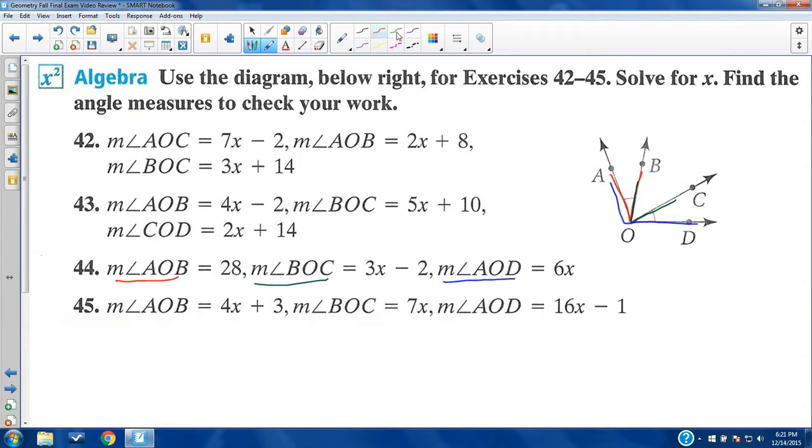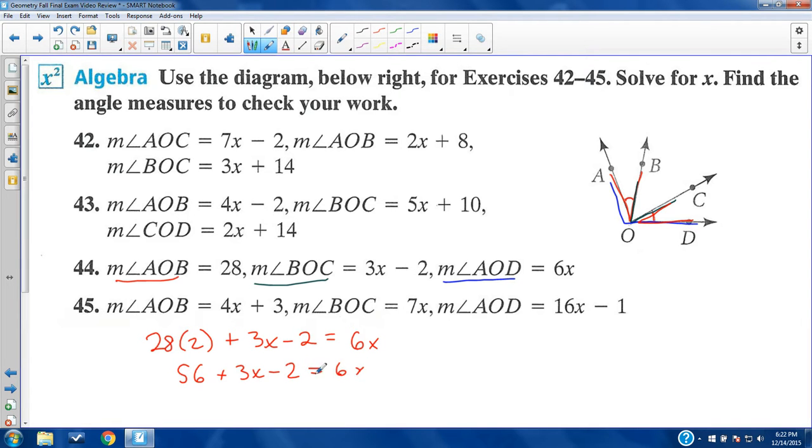But aren't AOC and COD congruent to each other? Oh yeah. These two are equal. So if I double the number 28, I'll get 56 for the two of these combined. BOC, hanging out in the middle, is 3x minus 2. So 28 times 2, which is 56, plus 3x minus 2 equals all of AOD, which is 6x. So 56 plus 3x minus 2 equals 6x.